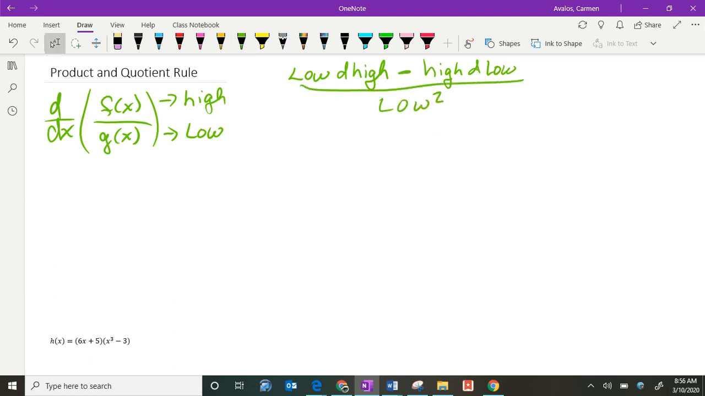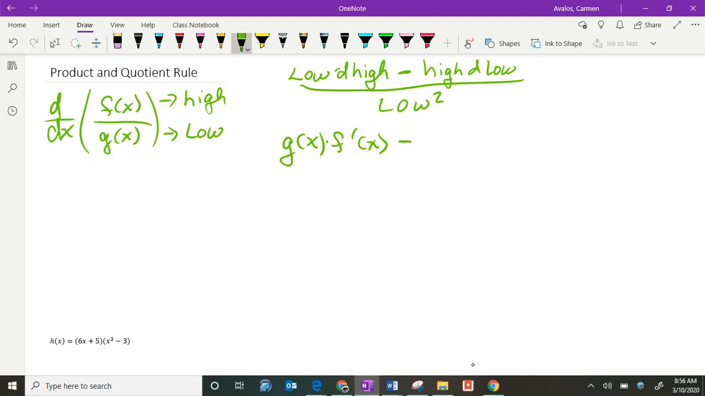And what does that really mean? That's an easy way to remember it, but you really don't need it. Some people like it that way. When it says the low, it's your g of x, the function that's in the denominator. That's just your g of x. There's no derivative, there's nothing. It's just g of x, and then it's multiplied times the derivative of the high. So you're going to take the derivative of f of x, so it's times f prime of x.